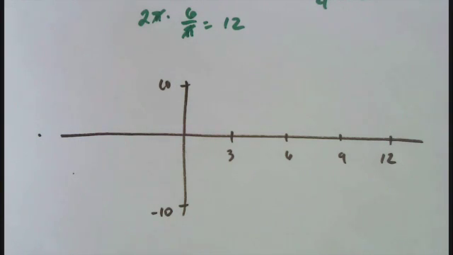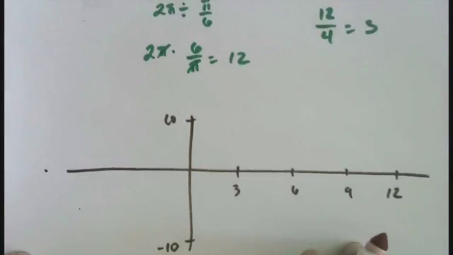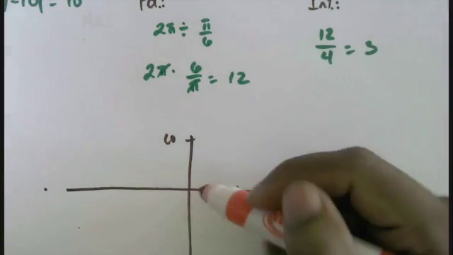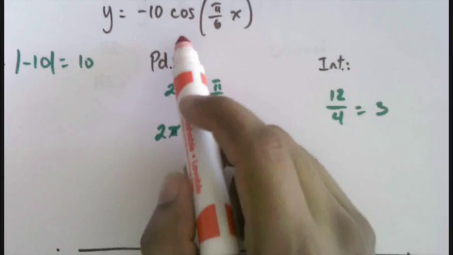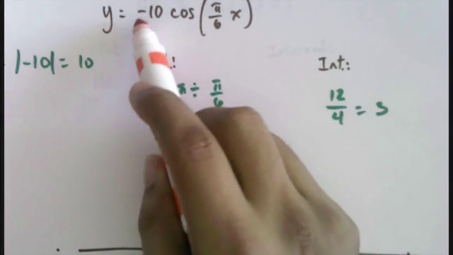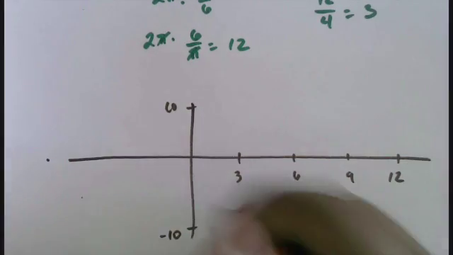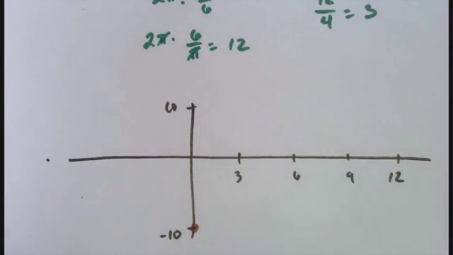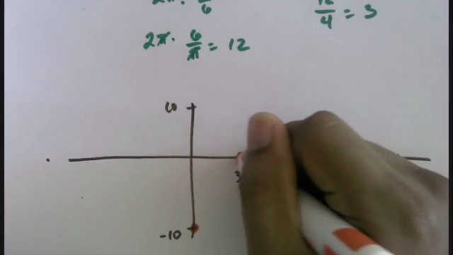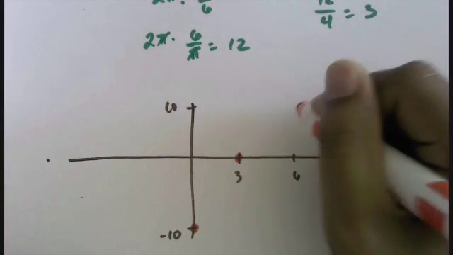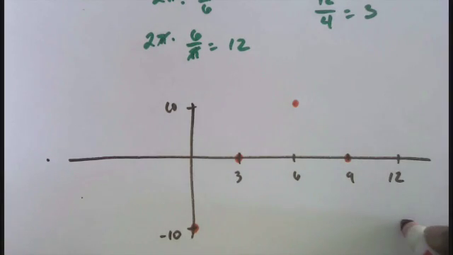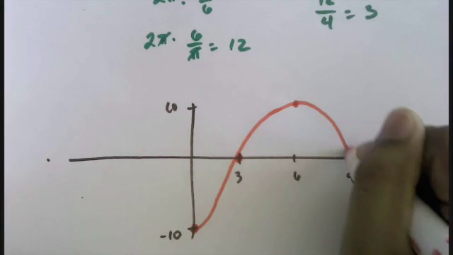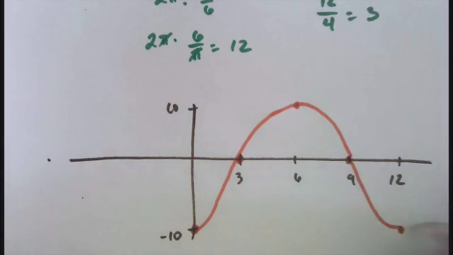The cosine does not start at the origin like sine does. The cosine starts at its max or at its min, depending on whether your coefficient of the function is positive or negative. Because our coefficient is negative, we will not start out at a positive 10, we indeed will start out at a negative 10. And then we proceed to 3. We'll have a coordinate of 6, 10, of 9, 0, and a 12, negative 10. And here's my one period for cosine.